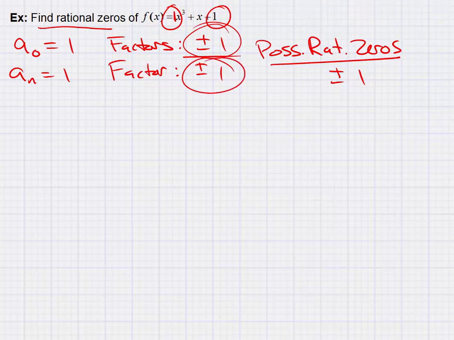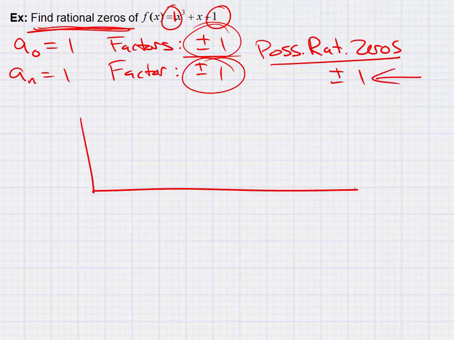Now those are the possible ones, but the question said find the rational zeros. So now I have to figure out which one of these work. But here's the thing. These are the only things that will possibly work. So if I go like this, I say, okay, 1, 0, 1, 1. Right? Because that's what this polynomial is up here.